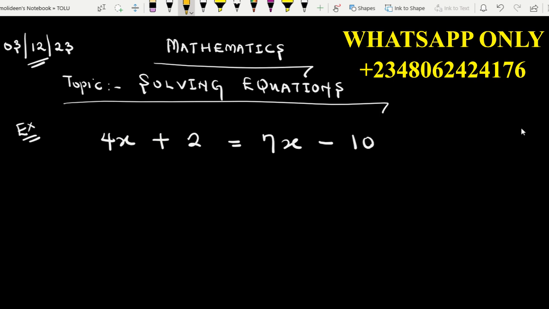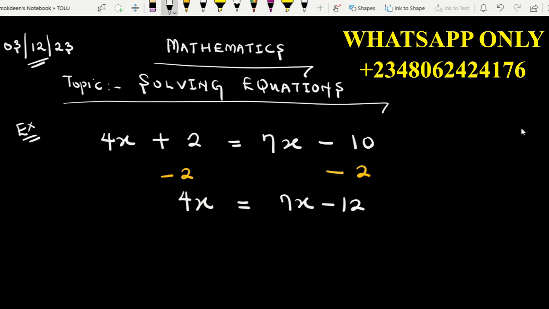We can get rid of positive 2 on the left hand side. So the inverse of positive 2 is negative 2. So I'm going to subtract 2 from the left hand side, and subtract 2 from the right hand side. By the time you subtract from the left hand side, we are going to be left with 4x at the left hand side, which will be equal to 7x. When you add negative 10 to negative 2, you are going to have negative 12.